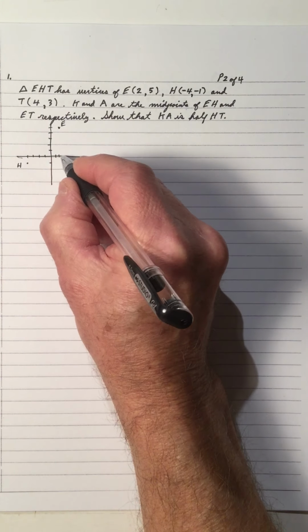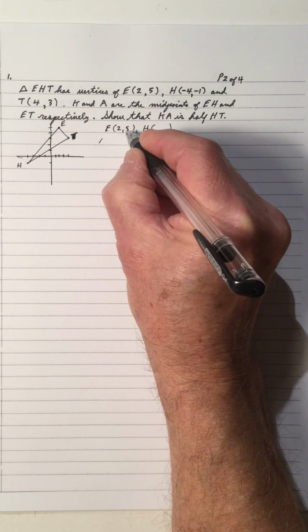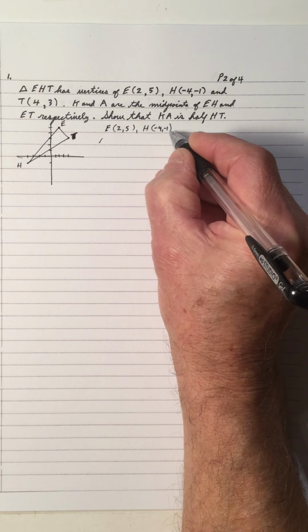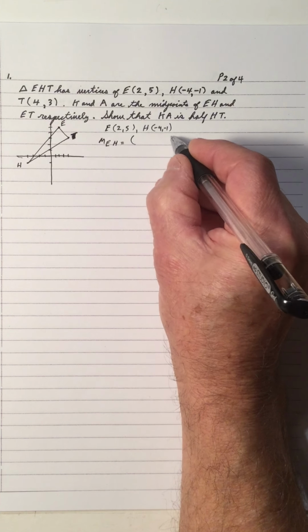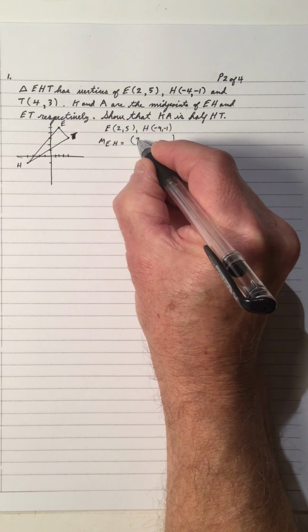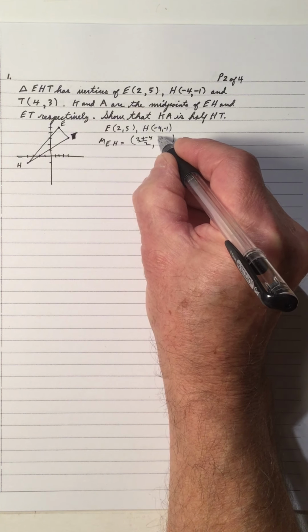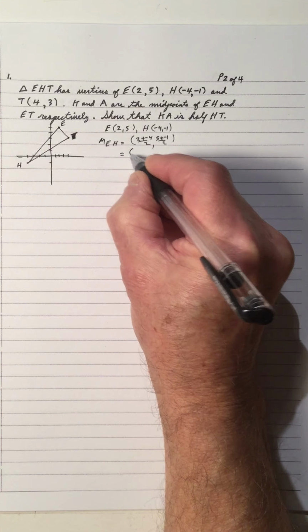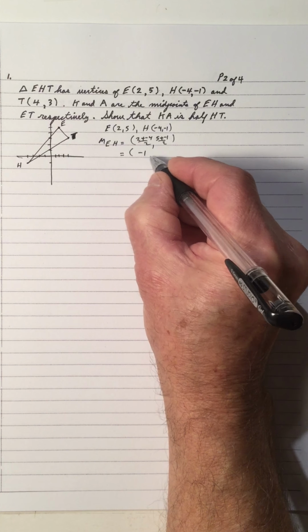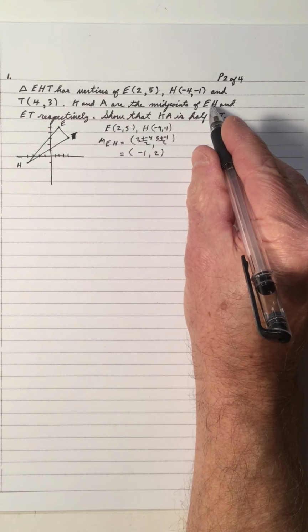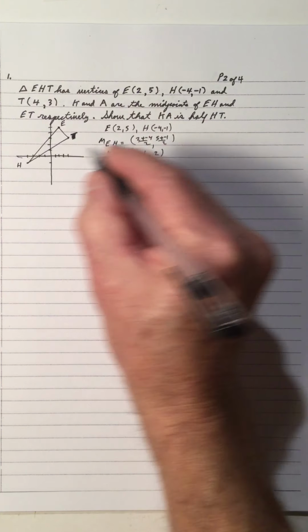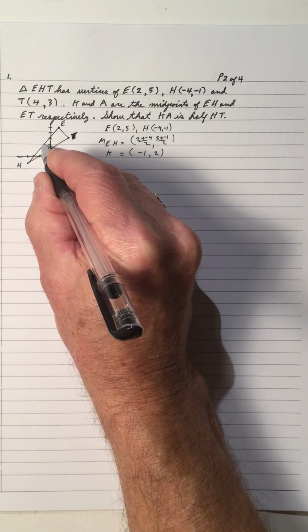We're going to find the midpoint of E and H. E is (2, 5), and H is (negative 4, negative 1). And we can find this very quickly by adding them up. 2 plus negative 4 over 2, and 5 plus negative 1 over 2. That becomes negative 2 over 2, which is negative 1, and 4 over 2, which is 2. So the midpoint of EH is K. K is (negative 1, 2), right there.